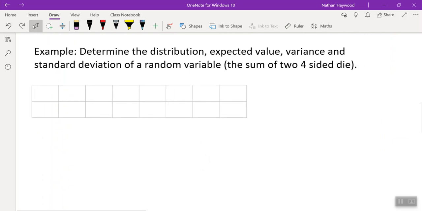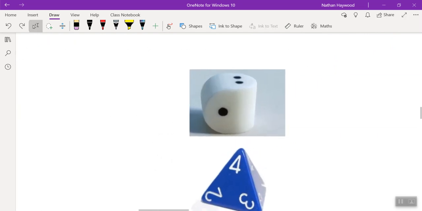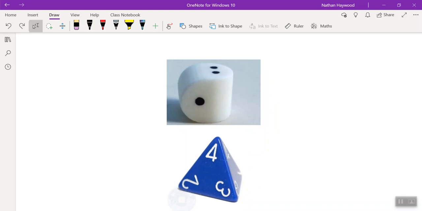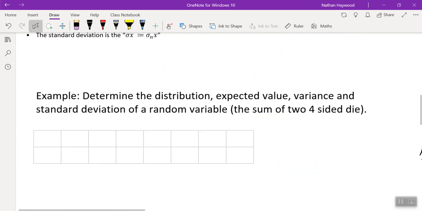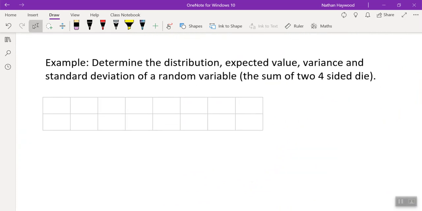So anyone heard of a four-sided die before? Anyone played board games? Maybe you've seen a four-sided die before? That's scary. So what are the possible outcomes of a four-sided die? 1, 2, 3, or 4. So we could roll one of those 4 numbers. It just lands on the corner. They're sometimes used in games like Dungeons and Dragons or something like that.